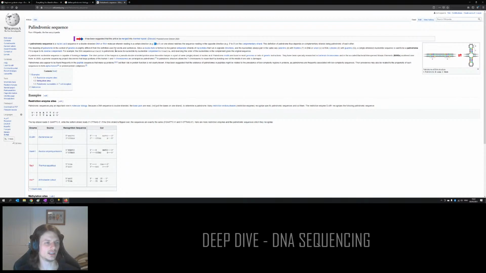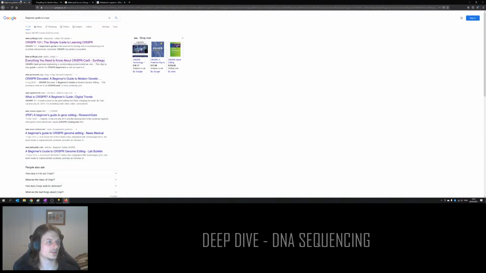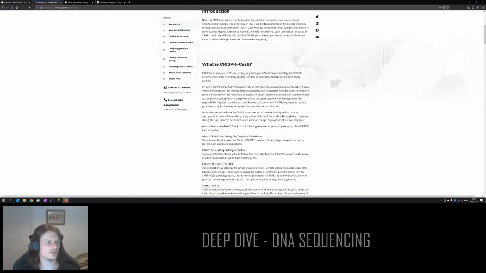Nucleic acid sequence in a double-stranded DNA or an RNA molecule, wherein reading in a certain direction, e.g. 5 prime to 3 prime, on one strand matches the sequence reading in the opposite direction, e.g. 5 to 3. Okay, that makes sense.